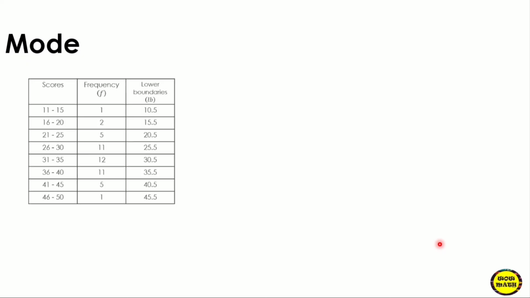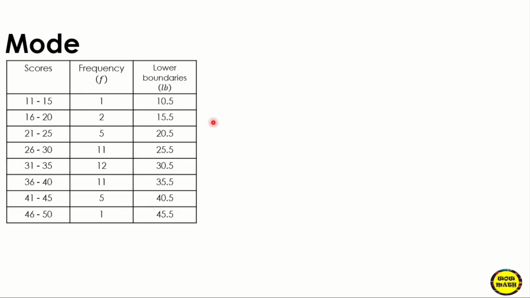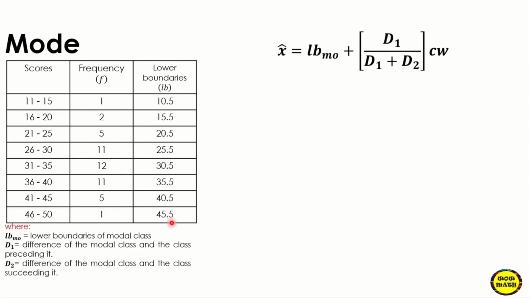Next is yung mode natin, is the last one. So, ang kailangan lang natin sa mode ay lower boundaries. So, hindi natin kailangan yung CF, di rin natin kailangan yung FX. So, ito lang yung kailangan natin sa mode. Okay? So, using the formula, dito naman, kailangan din natin makuha yung modal class. Madaling ma-identify yung modal class kasi yung pinakamaraming frequency. Diba? Kung ano yung pinakamaraming frequency, yun yung modal class. So, ano yung pinakamaraming frequency dito? 12. So, therefore, ito yung modal class natin.